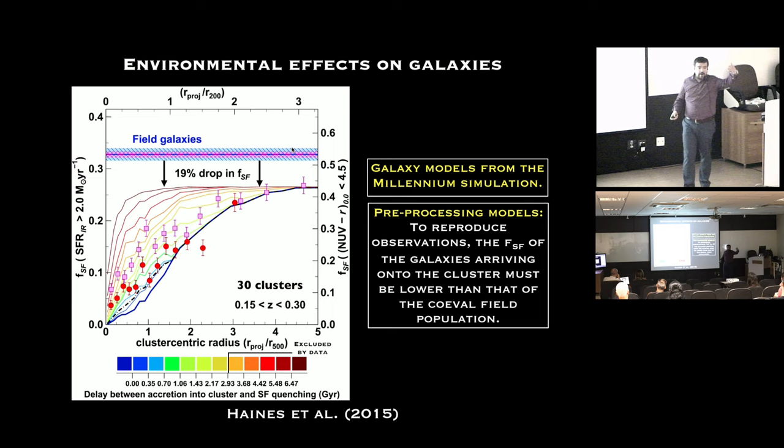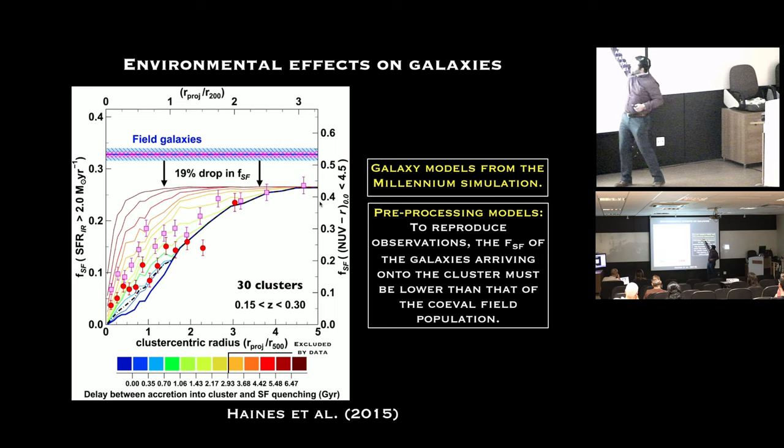This is a work done by Chris Haynes, and it's telling us, look, if you really wanna reproduce what you see in clusters, if you wanna match the fraction of the star-forming galaxies at large cluster-centric radii, you need to lower the fraction somehow of star-forming galaxies from the field, which means that something needs to be happening out here in terms of distance, right? Oops, this doesn't move very smoothly, but something needs to be happening out here. We're talking about in projection at least distances three or more times the virial radius of clusters. Something needs to be happening there to galaxies that is lowering the fraction of star-forming galaxies. And that's an indication of preprocessing.